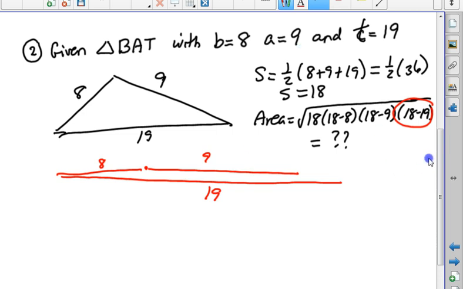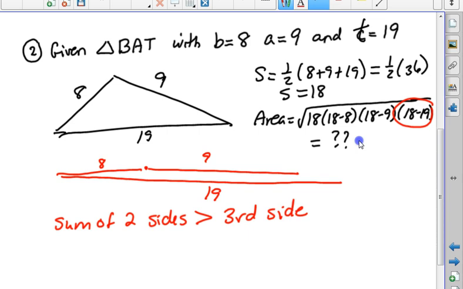For a triangle to be possible, the sum of two sides must be greater than the third side. And if that's not true for all sides of the triangle, then no triangle is possible. So that's Heron's formula, and fairly easy to use when you know all three sides of the triangle.